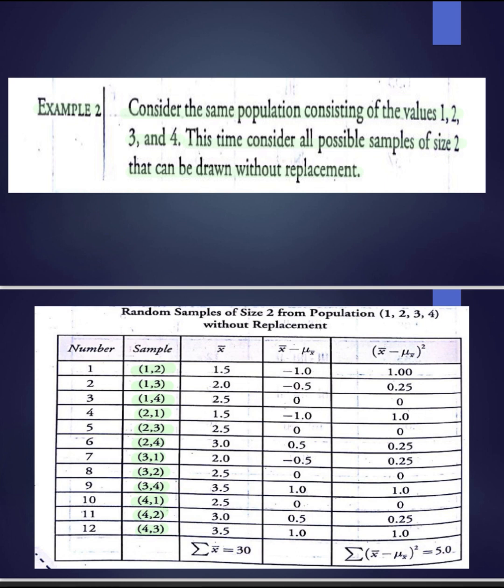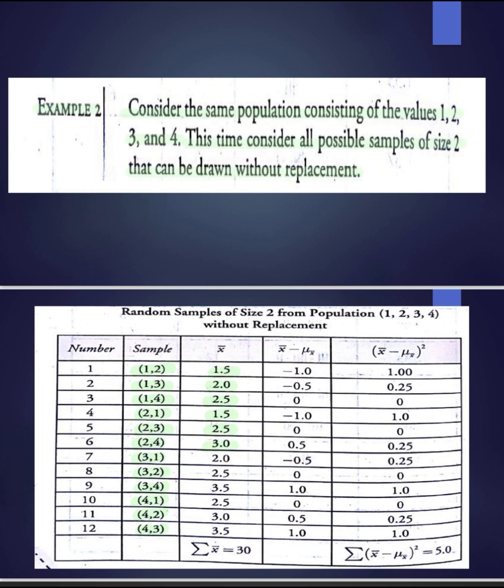Now, to do this, again, let's add 1 and 2 and divide by 2, the quotient is 1.5. 1 plus 3 divided by 2 equals 2.0. 1 plus 4 divided by 2 equals 2.5. 2 plus 1 divided by 2 is equal to 1.5. 2 plus 3 divided by 2 is equal to 2.5. 2 plus 4 divided by 2 is equal to 3.0.